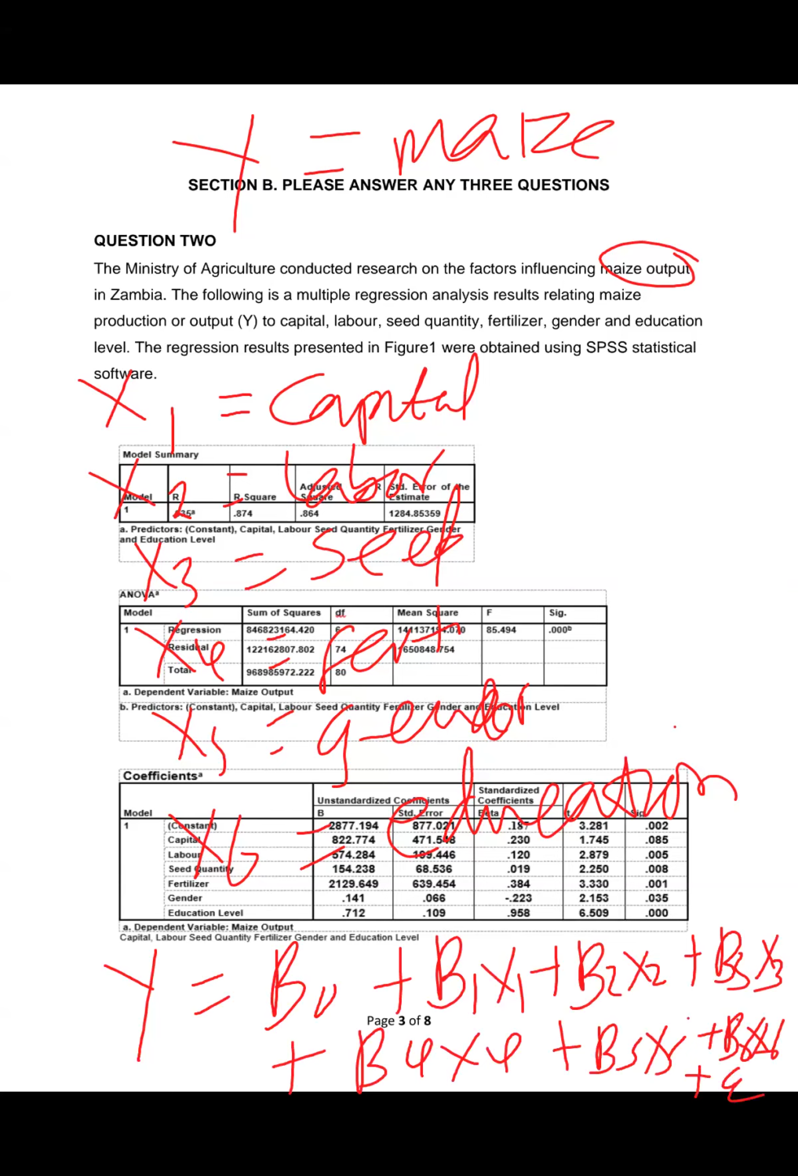Actually, I've already answered the standard. This is the standard model. So what to do when you're standardizing, you just say let x1 equal capital so that you can easily standardize. Let x1 equal capital, x2 equal to labor, x3 equal seed quantity, these variables. Then you write them like this. This is the standard form of the model. You have gotten it, eh? Yes.